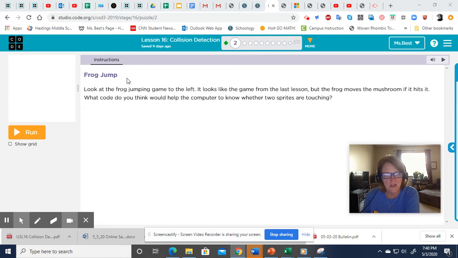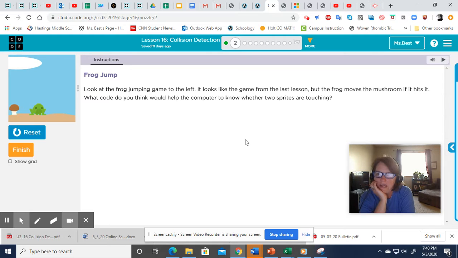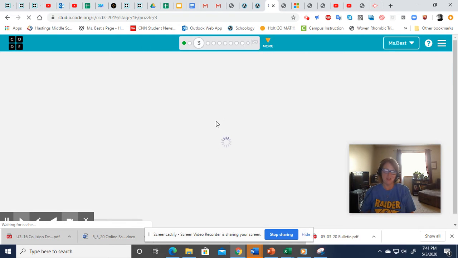Here they say, look at the frog jumping game to the left. Let's run it. It looks like the game from the last lesson, but the frog moves the mushroom. Do you see what's happening when it hits it? What code do you think would help the computer know whether these 2 sprites are touching? Well, let's see. The mushroom is moving across the screen. That's an X thing. So it must have to know the X position of the frog and the mushroom to determine when it's supposed to knock or tilt that mushroom over, right? All right, click on finish. Here we go to level number 3.